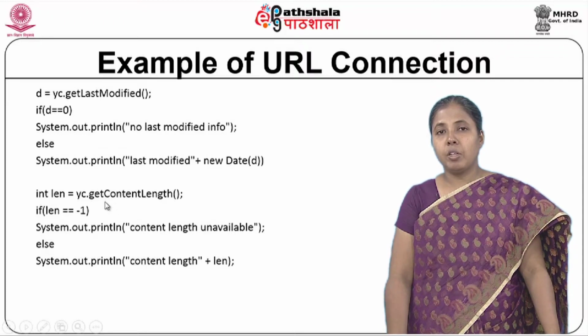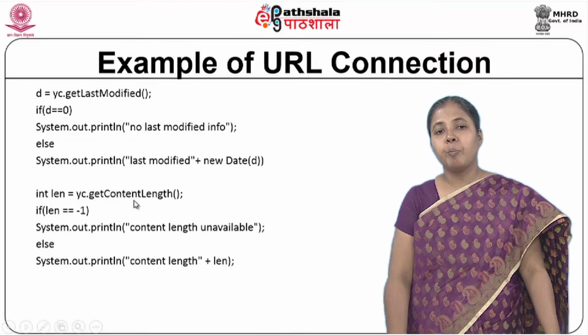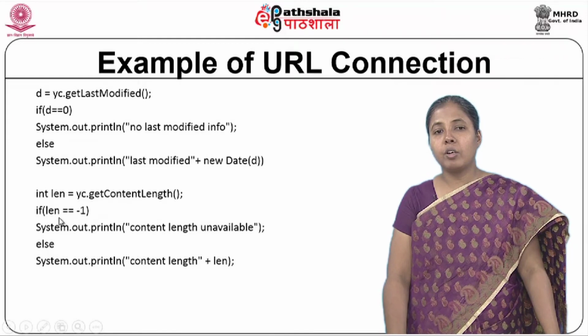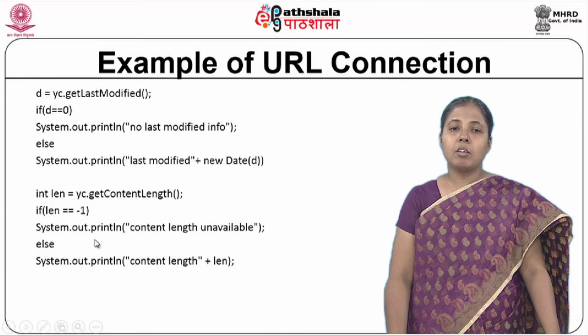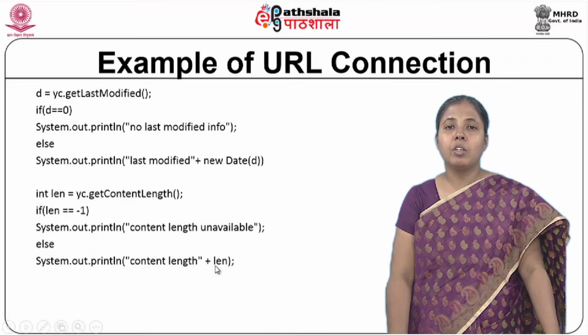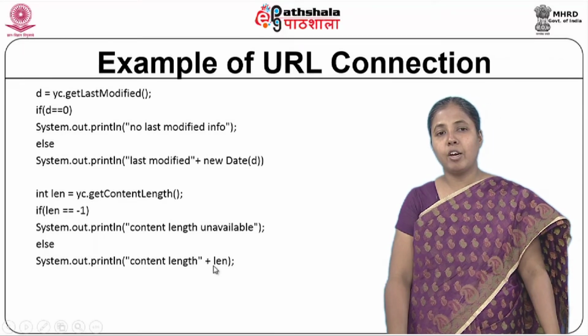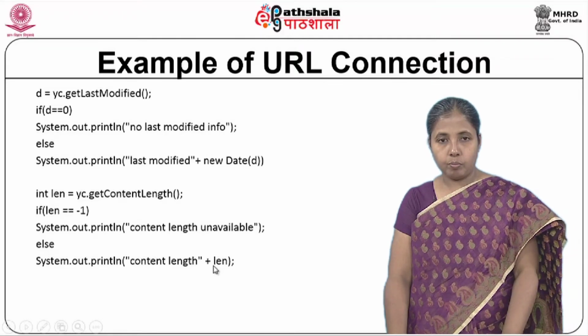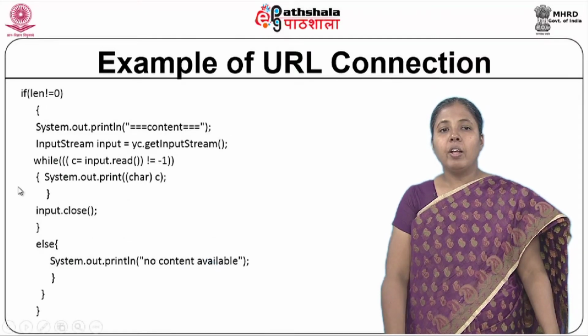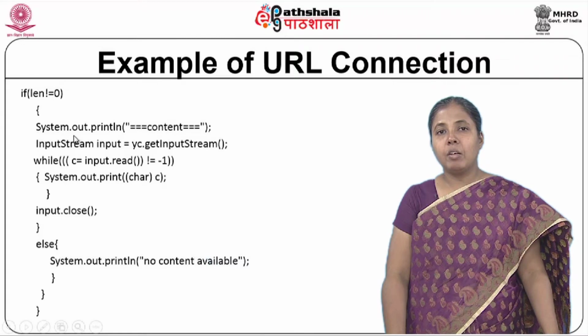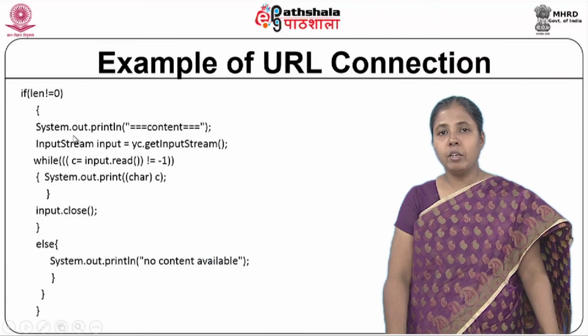And then there is a method called getContentLength. The size would be given in bytes. If there is no content, that length would be -1, negative. So, you can print the content length if it is available, with len, the attribute name is length. If length is not equal to 0, what does it mean? There is some content with the resource. So, you want to read it.